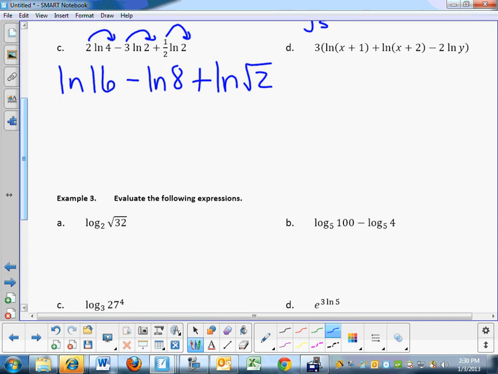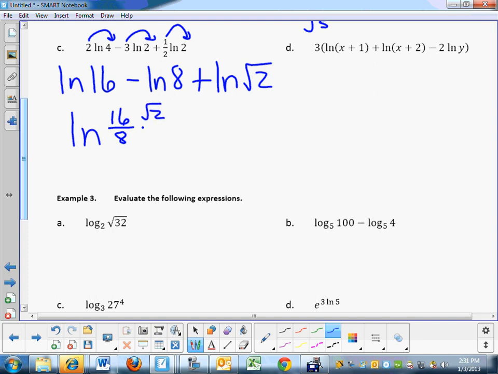I got subtraction and addition, so that means I'm going to write it using division and multiplication, right? So that'll be the natural log of what? 16 divided by 8. Now, is it times the square root of 2 on the top, or is it times square root of 2 on the bottom? Well, we could simplify it. Does it intend to be on the top or the bottom? Top.